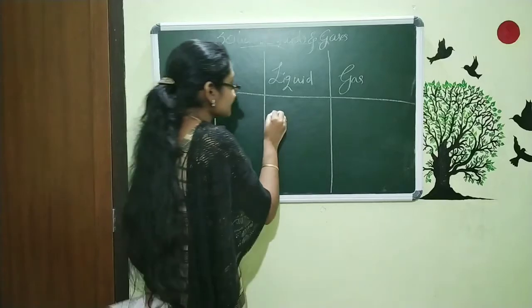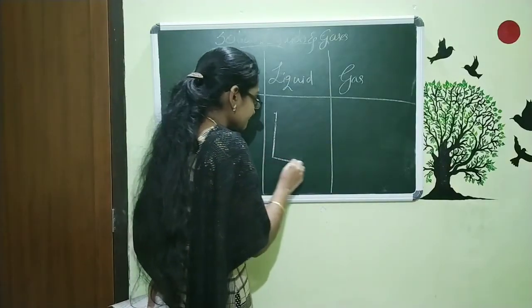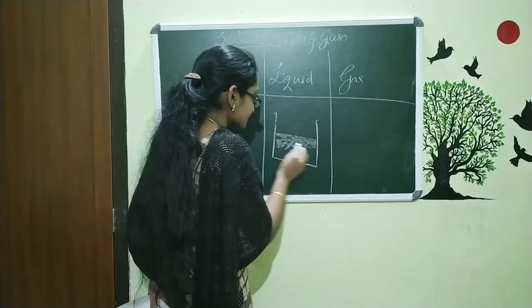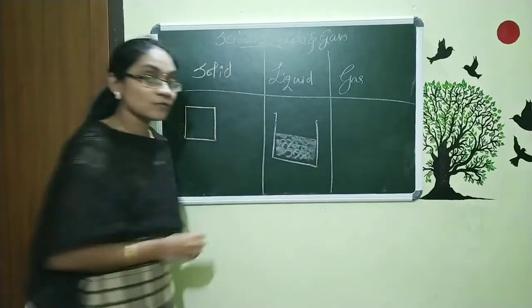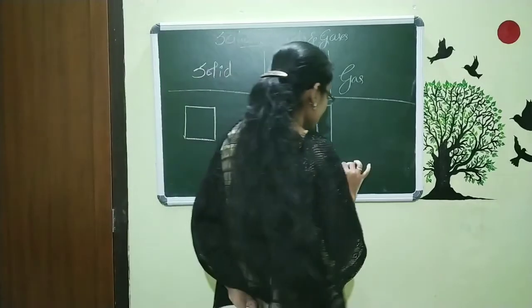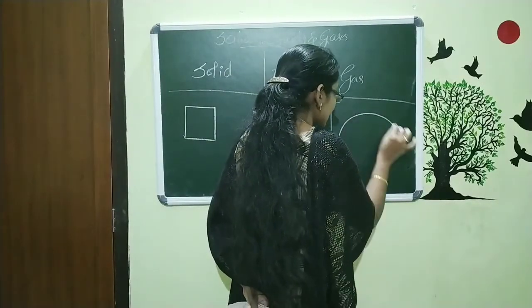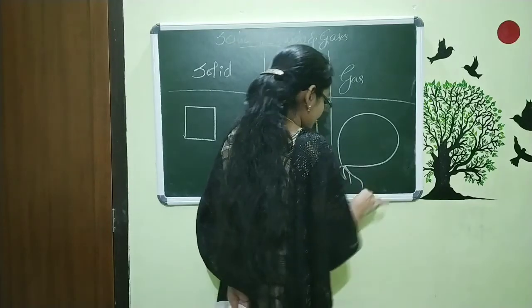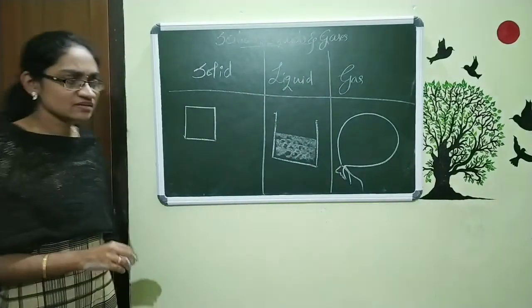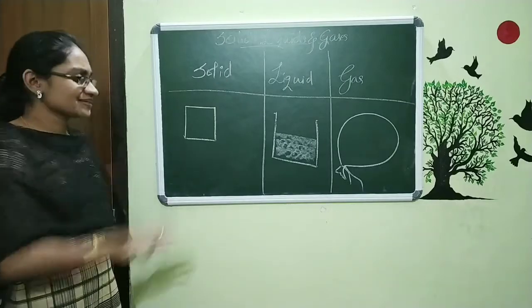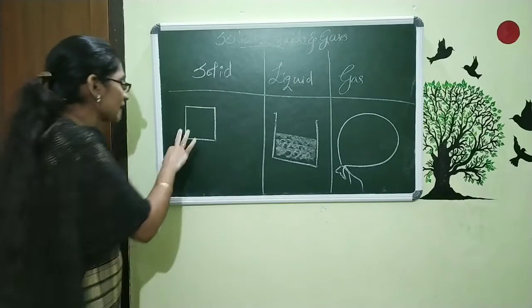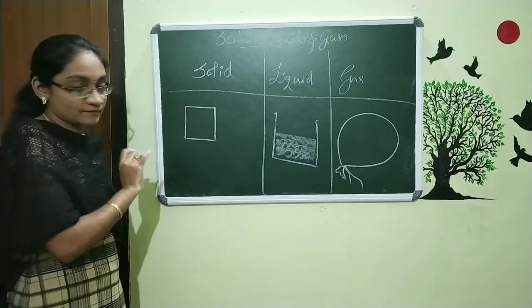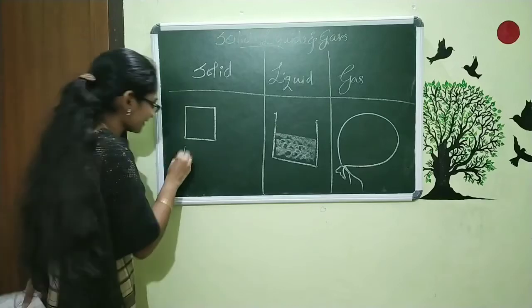And here I am selecting a beaker which is filled with water. And here I am just selecting one balloon which is filled with hydrogen or any gas, or carbon dioxide, any type of gas. This is what solid, and we are just selecting brick or anything.